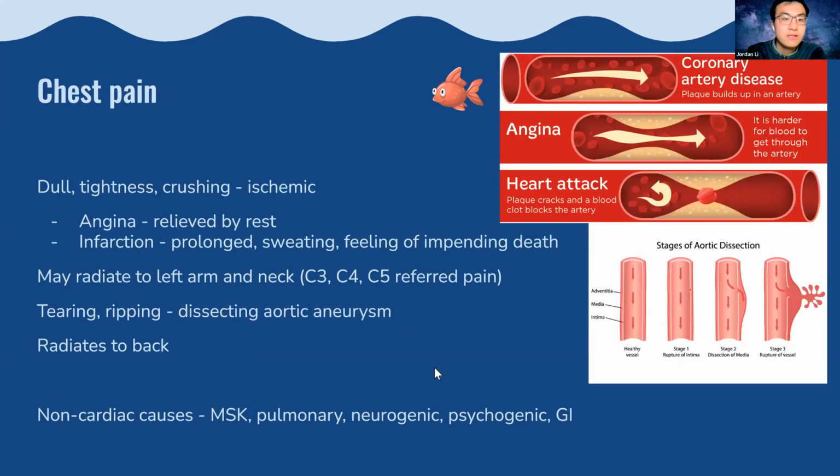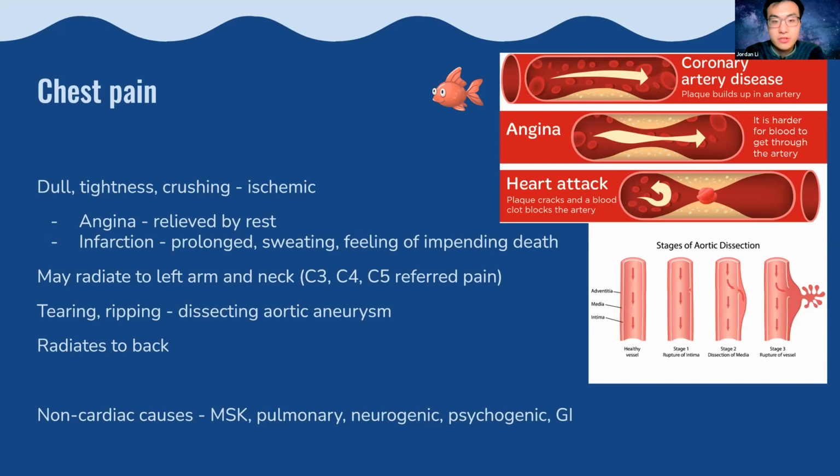Okay, so chest pain. There are several types of chest pain that could all indicate a cardiovascular problem. If your patient has dull, tight, or crushing chest pain, it's likely ischemic, which means there is reduced oxygen supply to the heart muscles. It can be further differentiated into angina, which, as you can see in the picture, is a narrowing of the blood vessels that supply your heart muscles. Usually this type of chest pain will relieve itself by resting.